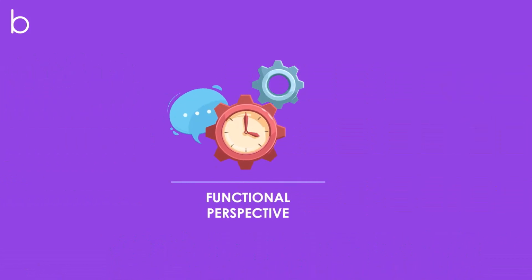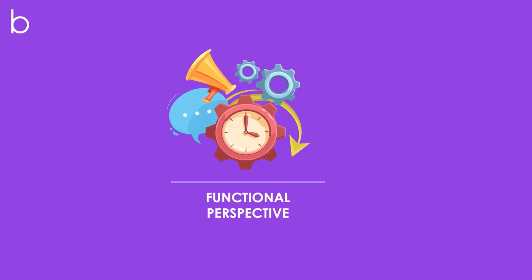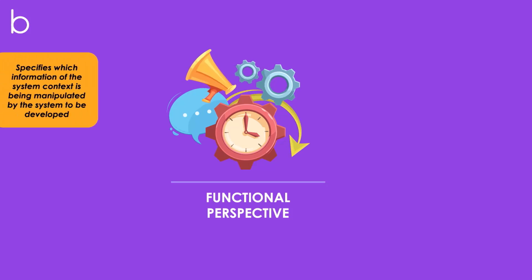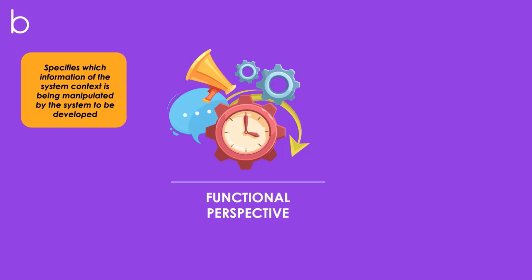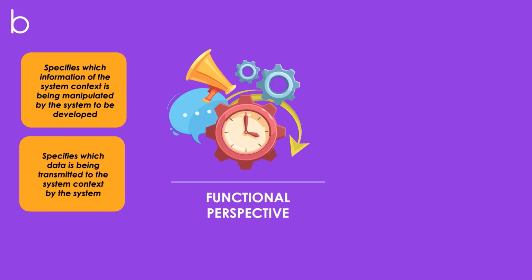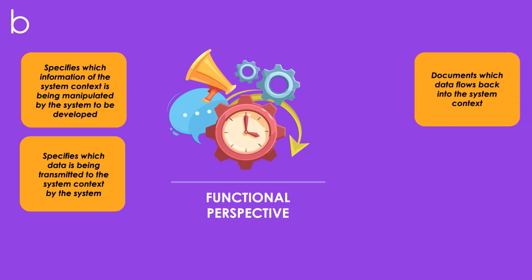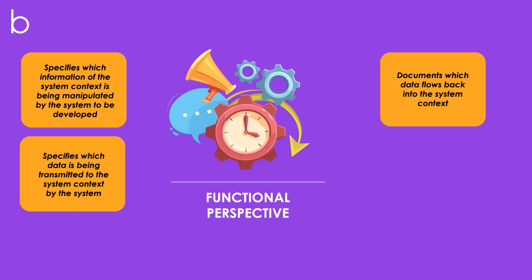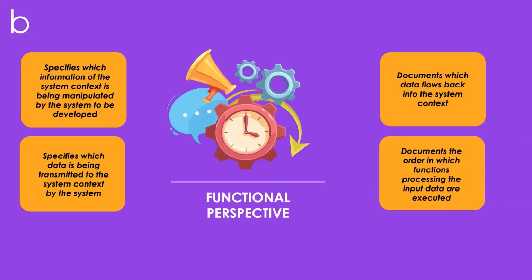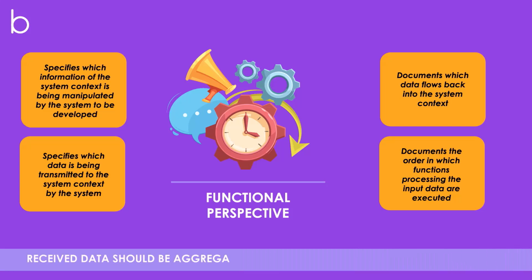The functional perspective plays a crucial role in documenting the system's behavior. It specifies which information of the system context is being manipulated by the system to be developed and which data is being transmitted to the system context by the system. This perspective also documents which data flows back into the system context and the order in which functions processing the input data are executed. For example, received data should be aggregated into 500 records and stored in document DB.